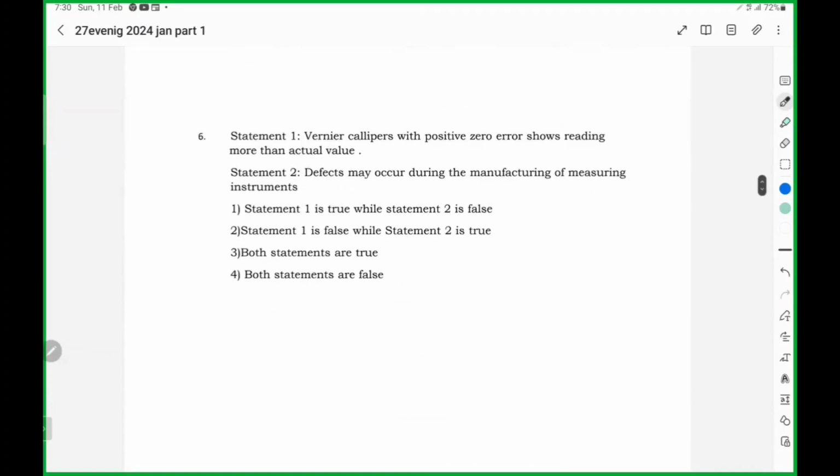Here, vernier calipers with positive zero error shows reading loss. So in vernier calipers, there can be no zero error, here positive zero error, and here negative zero error.